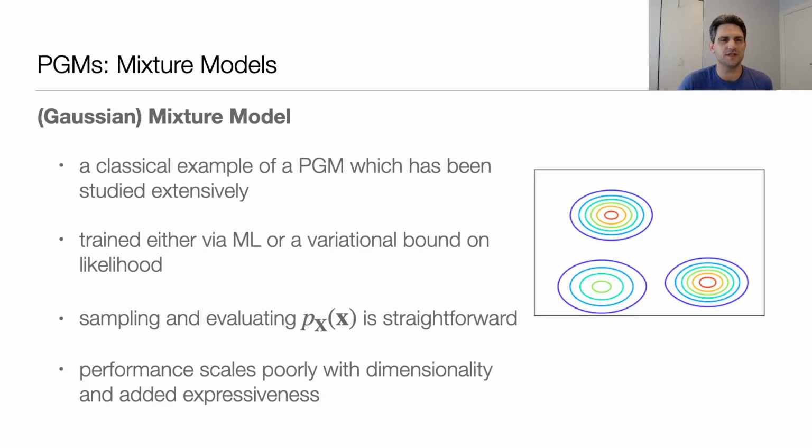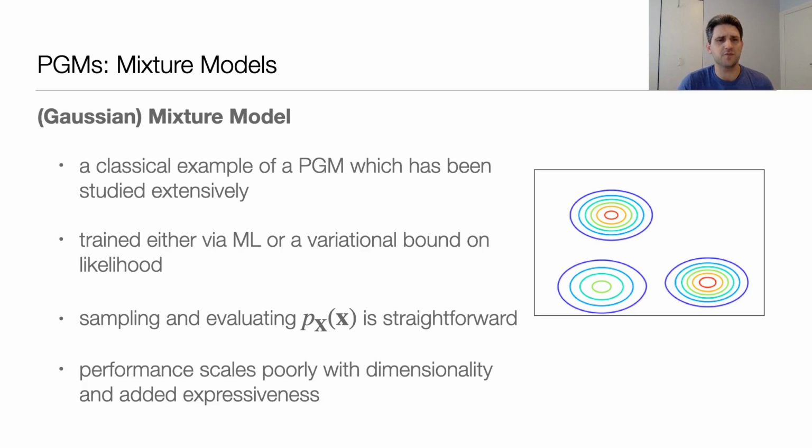So the first one is mixture models. And in some sense, this could really just be classical statistical methods. But a mixture model is a probabilistic generative model, right? It is a PGM, and it's been very extensively studied for many years, both in machine learning and statistics and elsewhere. It's typically trained using either maximum likelihood or a variational bound on the likelihood, which is the case, for instance, in the EM algorithm.